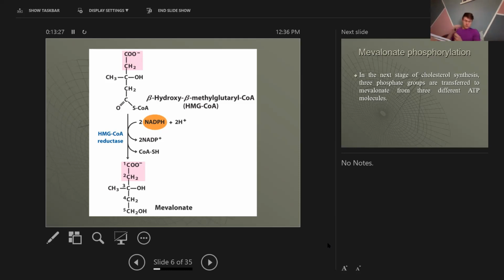Yeah, insulin does the exact opposite. It favors the dephosphorylated state of HMG-CoA reductase. And in the dephosphorylated state, HMG-CoA reductase is much more active. And it's much less likely to be broken down.